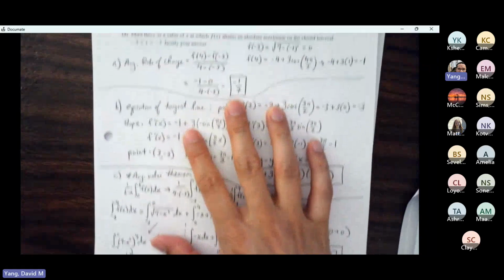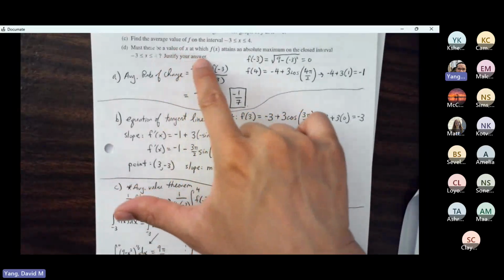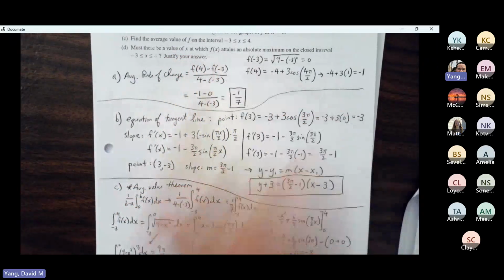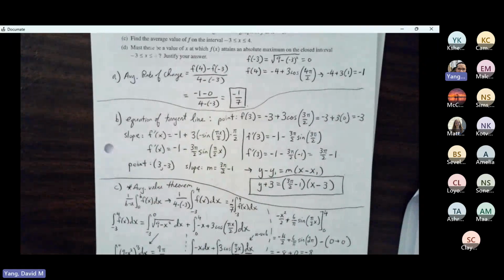Okay, part D. Must there be a value of x such that f of x attains an absolute maximum on the closed interval from negative 3 to 4? Justify your answer.